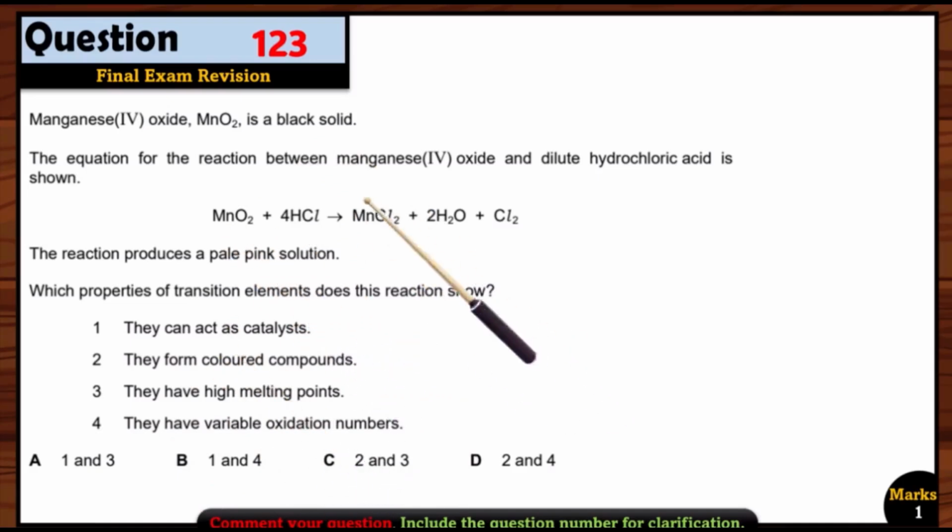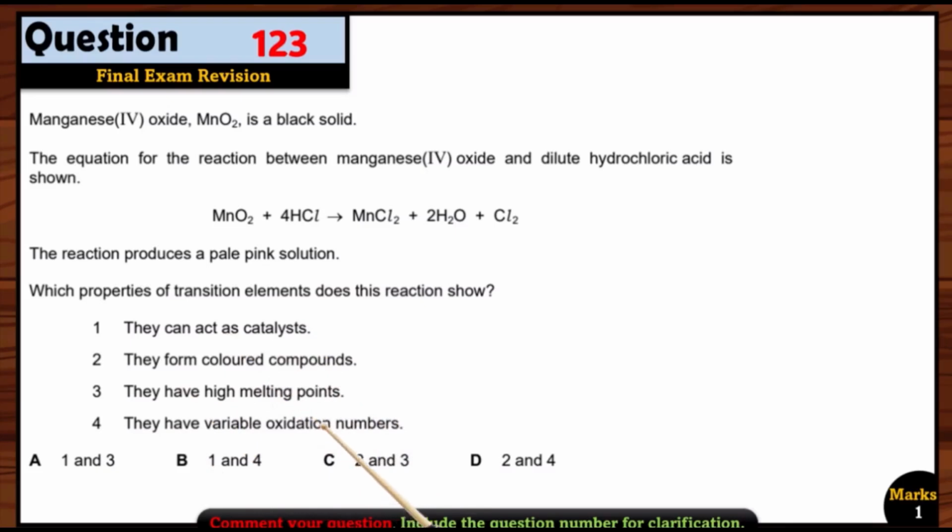They can act as a catalyst. There is no catalyst reaction because before it was MnO2 and now it is MnCl2, right? The compound has been changed. So that's why it does not act as a catalyst. So wherever we find option 1, that will be wrong. So A and B are wrong now. We are just left with 2, 3 and 4. They form colored compounds. Yes, right. They have high melting points. Yes, that's also right. They have variable oxidation numbers. Okay, so that's also right. But which option is this equation showing? The second one, it is showing they form colorful compounds. Yes, that's right. Now we have to choose between 3 and 4.